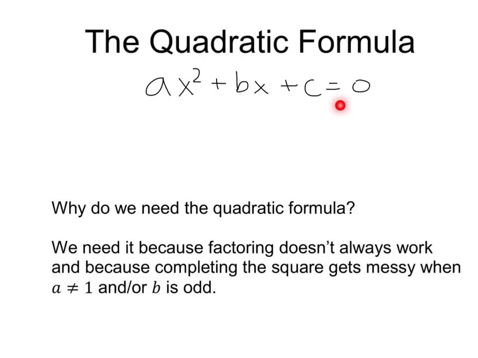Before I actually tell you what that formula is, let's talk about why we need it. We need it because factoring doesn't always work, and because completing the square gets messy when a is not equal to 1 and/or b is odd. So we use the quadratic formula basically when the other methods don't work. So when factoring doesn't work, or when we don't want to do completing the square, because we don't have an a value of 1, and because we have a b value that's not even.